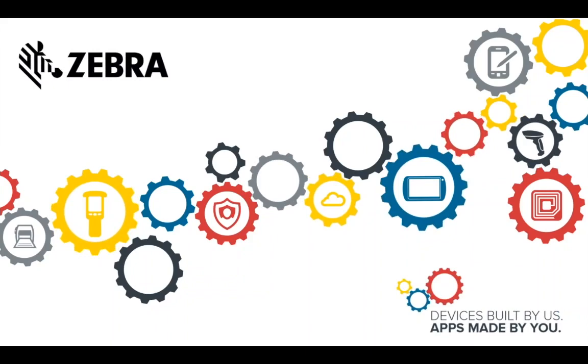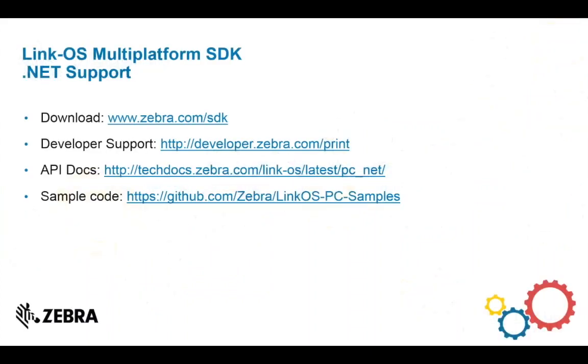So I'm going to get started and let you guys know what's going on. If you didn't know, very recently we did release an update to the LinkOS multi-platform SDK, and within that new update, we have a .NET SDK portion to it, which allows you to write applications on the PC for Windows 7, 8, and 10 with .NET. You could do it with the Java SDK before this, but we know that a lot of PC developers actually prefer .NET, so that's why we came out with this particular product.